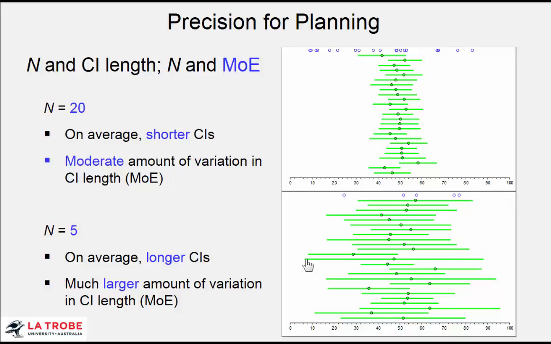So here's one study with N equal 5 that gave this extraordinarily long confidence interval, and the next one happened, just by sampling variability, to give us a really very much shorter confidence interval. So we need to be conscious of the amount of variation in confidence interval length, the amount of variation in MOE, and how that is different for different sample sizes. But still, the first point is the major one, which is that large N, on average, gives shorter confidence intervals.